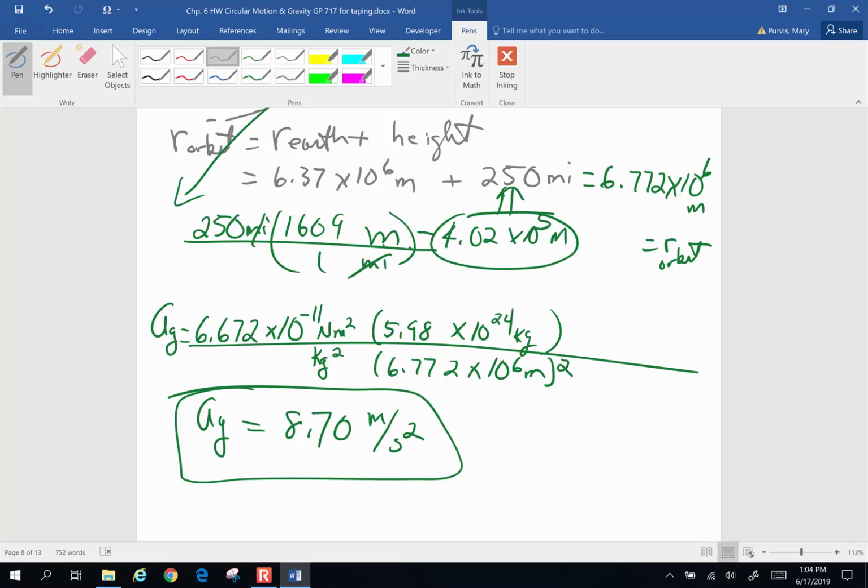Let's take a look at those units, make sure I'm not making silly stuff up. Meters squared cancels meters squared. Kilogram cancels one of those. Newtons divided by kilogram is meters per second squared.